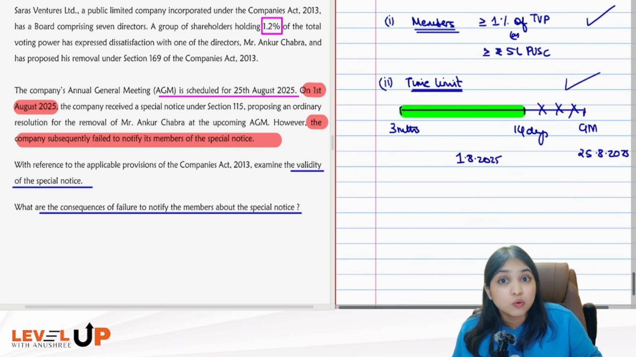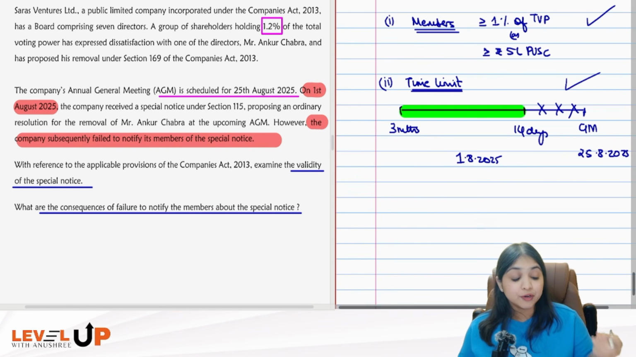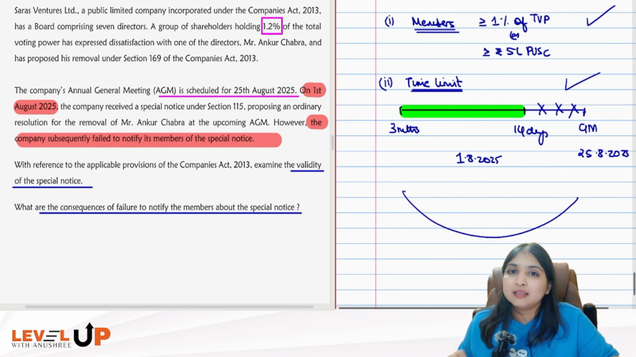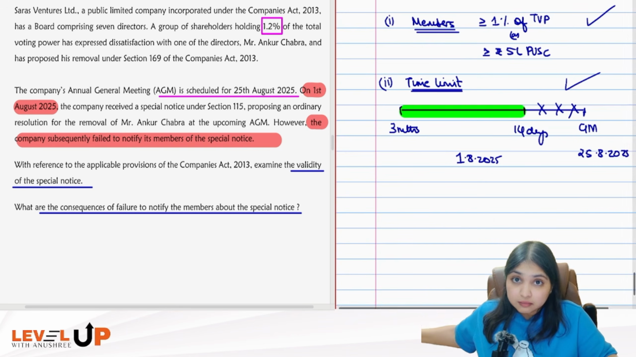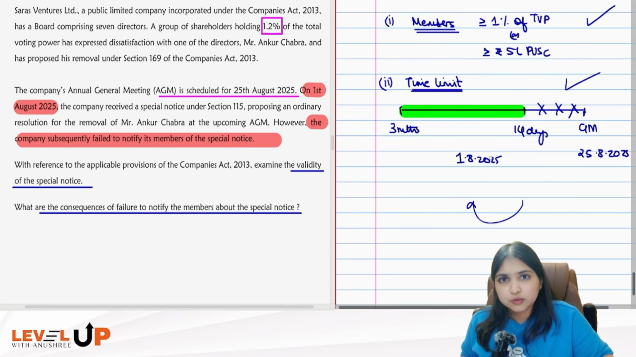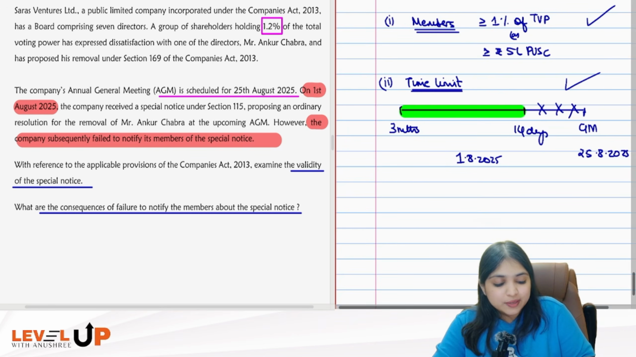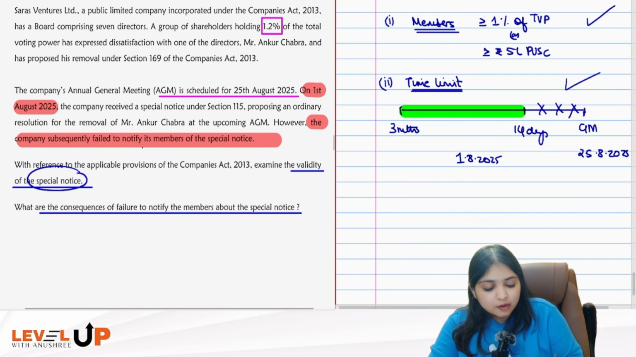So the special notice has been given by members holding at least 1% of total voting power. Also, the special notice has been given within the prescribed time limit. It is given during the 3 months before the meeting, but before 14 days, not in the last 14 days. It's given even before the 14 days period can start. Therefore, the time limit also has been fulfilled. So the first question was, examine the validity of the special notice. Yes, the special notice is perfectly valid.